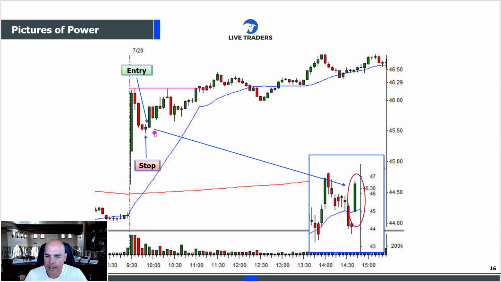Okay? So this, again, is how you take a higher time frame picture of power, and in this case, a gap as well, and drill down to a lower time frame and take a trade. This one is a 5-minute chart. That's the daily chart. Boom. That's matching your time frames, using those pictures of power to make money. All right?